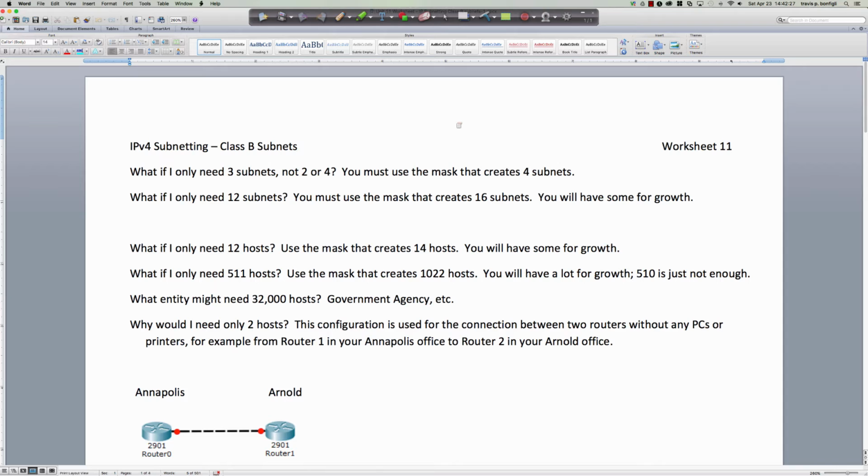Hopefully this has cleared up any confusion you might have had when working through the Class B subnetting. Remember, when we're talking about Class B subnetting, it's all about starting in that third octet and then working our way through.